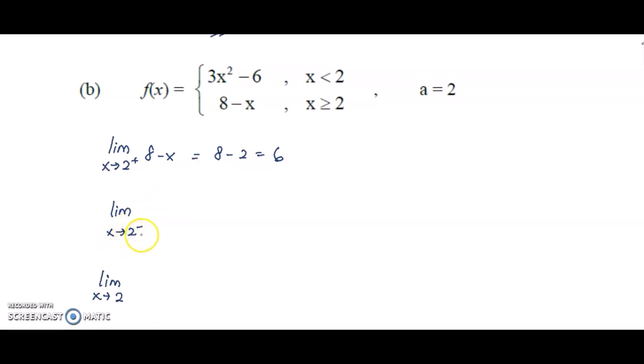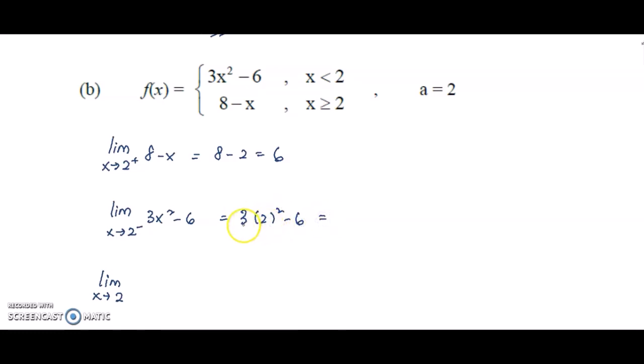As x approaches 2 negative, you can take 2 negative as 1.999. So consider whether 1.999 is in the first or second interval. Yes, it is in the first interval because 1.999 is less than 2. So you put in the corresponding function, which is your 3x squared minus 6. Then you substitute the 2 inside.